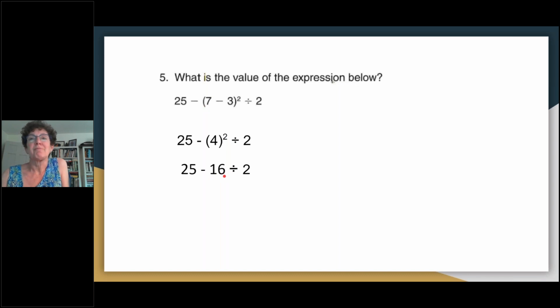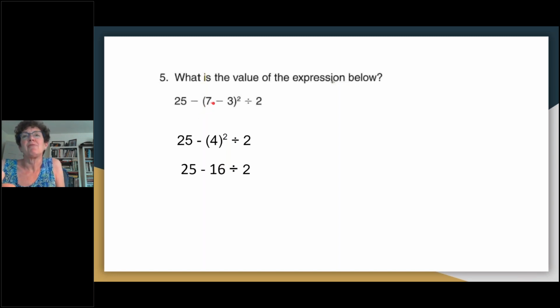So now what? Well, here's where the order of operations comes in. If we do the subtraction first, we'd have 25 minus 16, which is 9, and then divide that by 2, which would be 4.5. But the order of operations tells us that we do multiplication and division before we do addition and subtraction. And this is quite possibly the only place where it would not necessarily be obvious to us what to do.